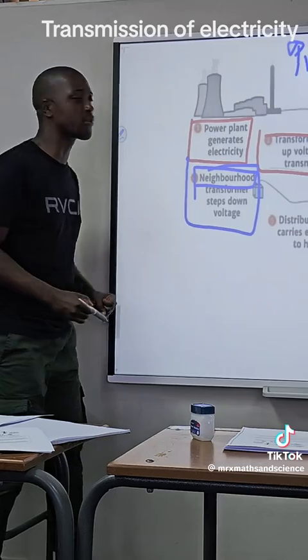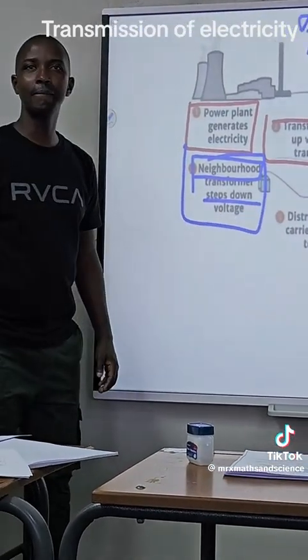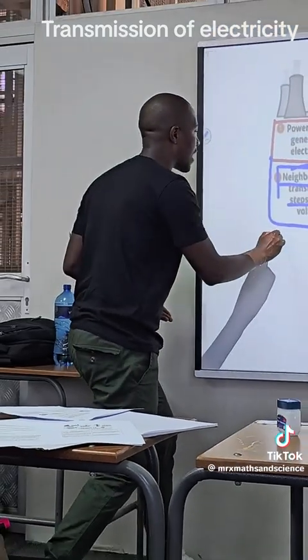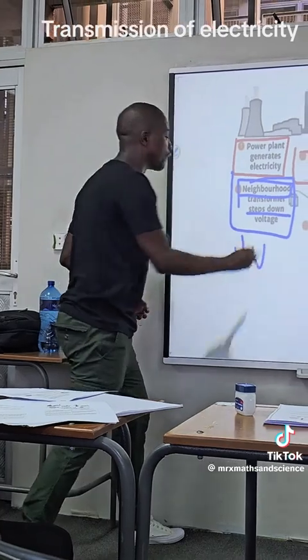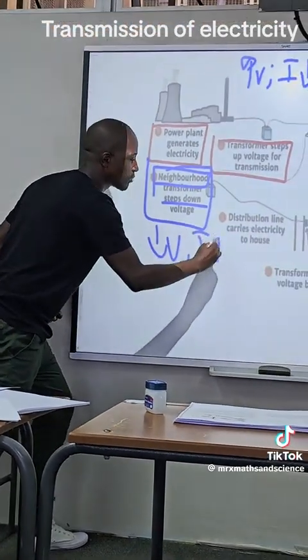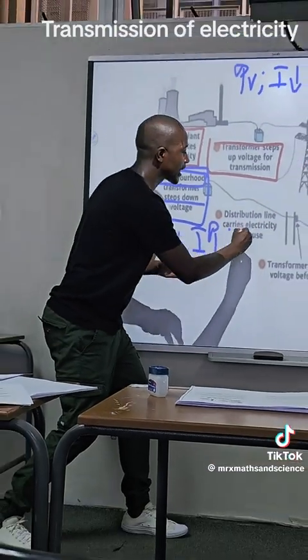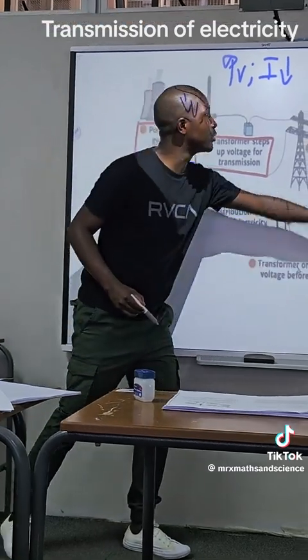What type of transformers do you have here? Step down. What does the step-down transformer do? It steps down the voltage, but increases the what? Current. So current is now distributed, carries electricity to the house, distributed everywhere.